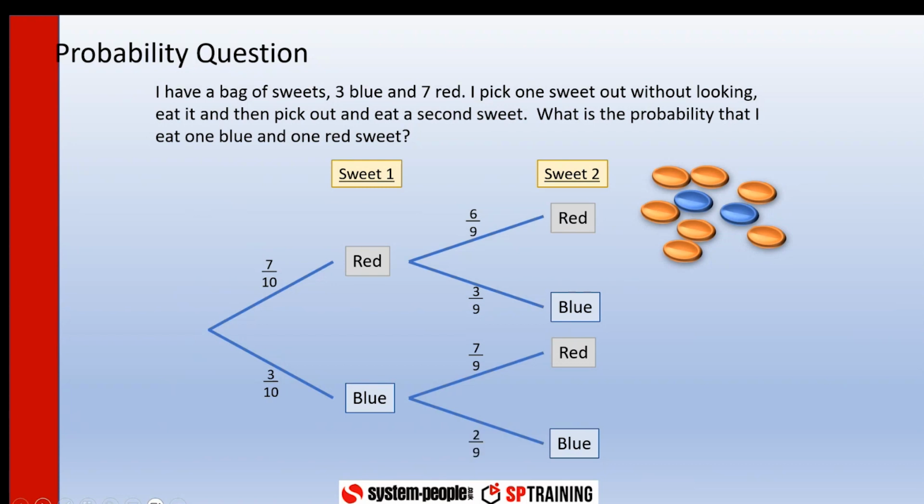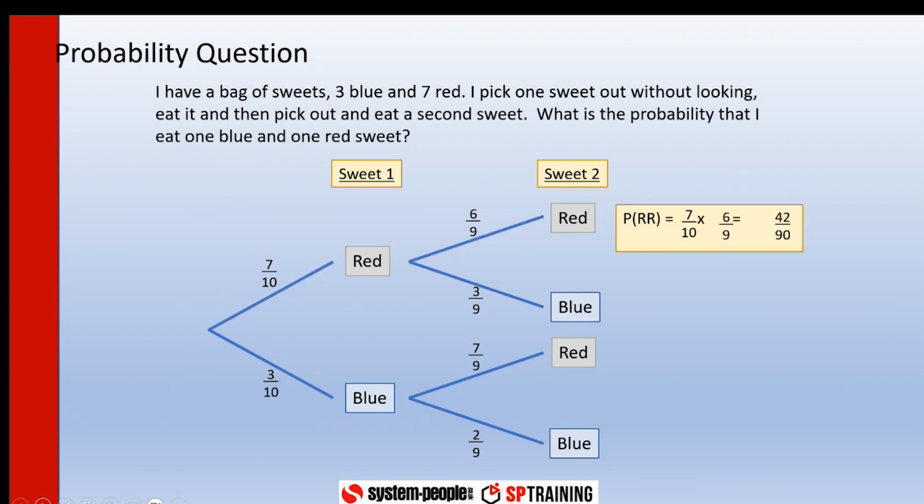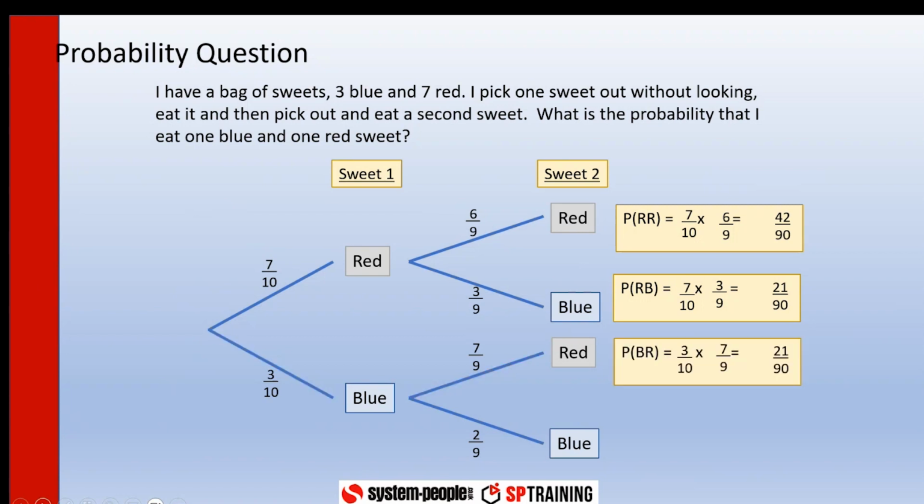So how does that help? Well, remember what we just said, you multiply the probabilities together. So if we do that here, our 2 reds, we can multiply them together. We've got 7/10 times 6/9, which is 42 over 90. With our red blue, we have got 21 over 90. With our blue red, we also have 21 over 90. And with our blue and blue, we've got 6 over 90.